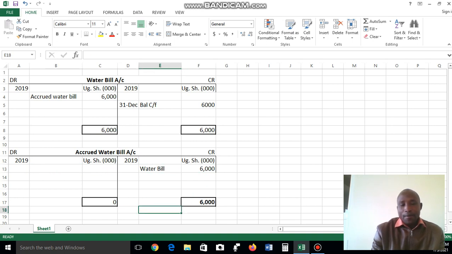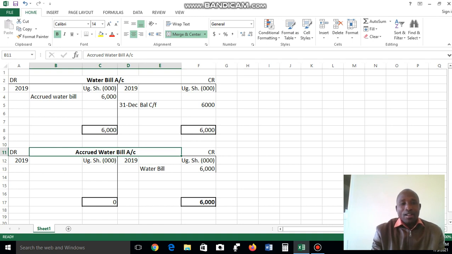Because I have debited the water bill account, here I'm crediting accrued water bill with water bill. So now I have two accounts: the water bill account, which is an expense, and accrued water bill, which is a liability, because accruals are liabilities. Thereafter, after creating another ledger, then I balance.